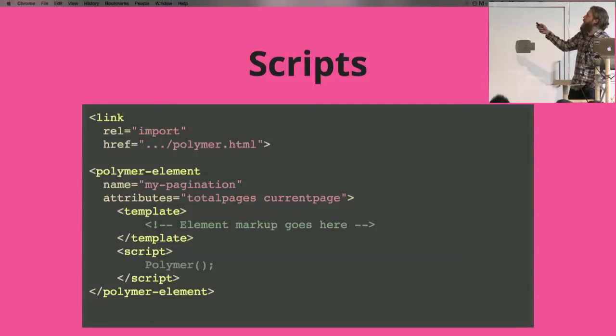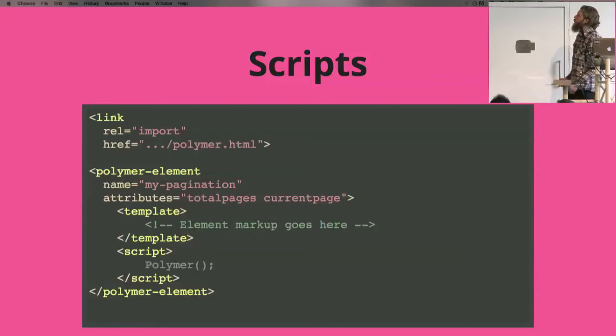Your scripts go outside the template. This is where the lifecycle callbacks come in. So this is where you'd say when this element's loaded, when the DOM's loaded, when attributes have changed, run this code on this element. They will only run on this element. You can't pull it out and change things in your app because that's not what it's meant for. It's supposed to be completely contained.